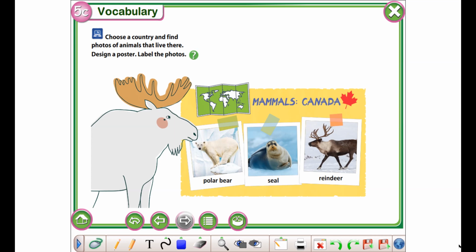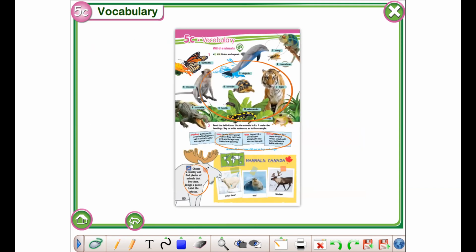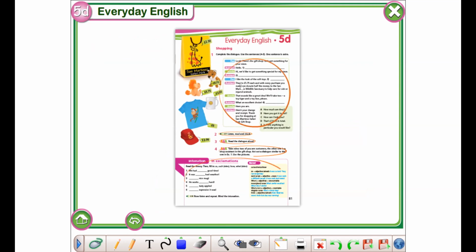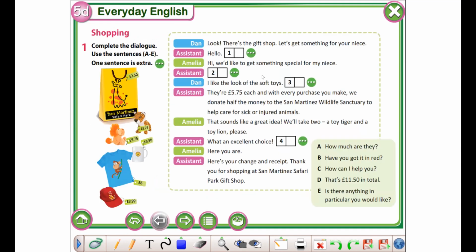Okay, so we are now moving to page 81. This is the next page where we are going to practice a conversation at the shop. This is the next worksheet about shopping. Complete the dialogue and use the sentences from A to E. One sentence is extra. Okay, so we have Dan for Nasko. Nasko is going to be Dan. Assistant is going to be Alexandre.